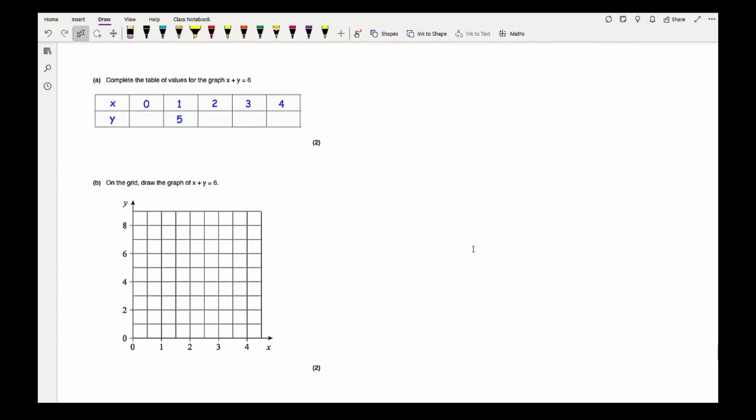Now moving on to this next question, very similar, but again, a very popular question that comes up. If you're struggling to see, that equation there is x plus y equals 6. Now for this, we've been given the x values, and you just need to think to yourself, what do you need to add to x to get 6? So 0 plus what gives you 6? That's going to be 6. 1 plus 5 gives you 6, that's fine. 2 plus what gives you 6? That's going to be 4.